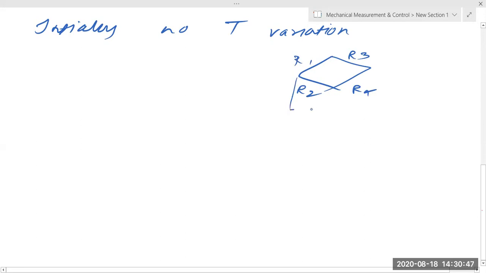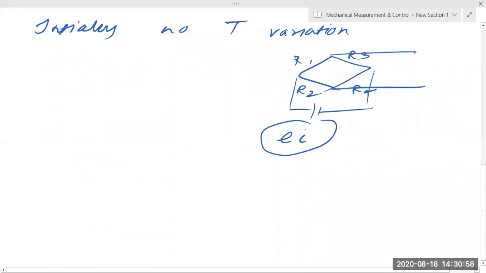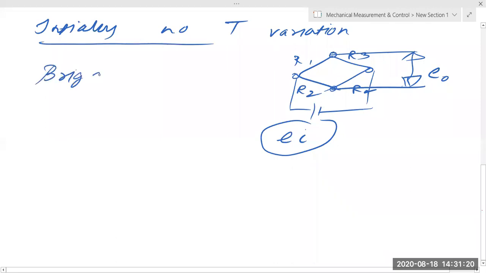For the Wheatstone bridge to work, we have to provide some input voltage, so there is some battery. When we provide input voltage across some resistance, we have to measure across another. So I am connecting R1, this terminal and this terminal we are using to supply the input voltage, and across these 2 terminals I am measuring the output voltage. This is my output voltage. Initially, when there is no temperature variation, the bridge will be balanced. This is the function of a Wheatstone bridge, if you remember.